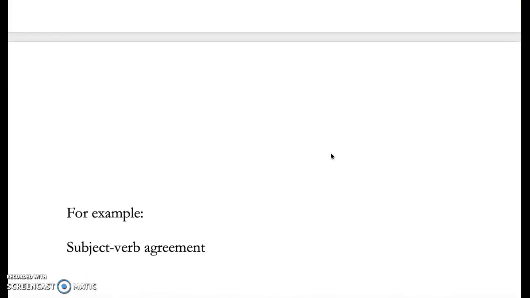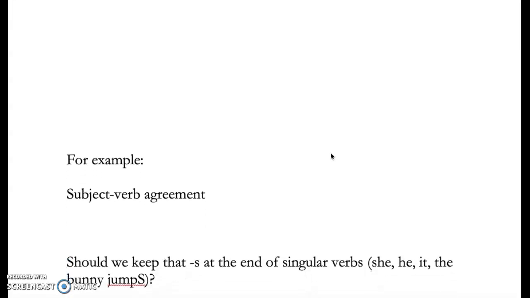Okay, so for example, let's say that I decide that I'm going to write my persuasive paper about the topic of subject-verb agreement. The next step would be to think of a question that is about subject-verb agreement where there are at least two different possible answers where people might disagree. So my question is, should we keep the S at the end of singular verbs? For example, she jumps, he jumps, it jumps, the bunny jumps, right?